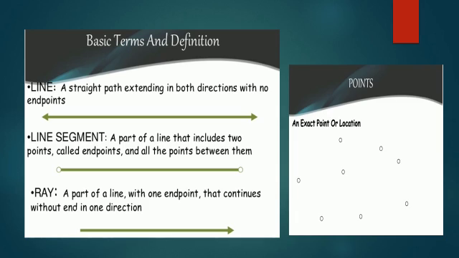What is a line? A straight path extending in both directions with no endpoints. A line has no endpoints. Here, line segment. A line segment has two endpoints, that is starting point and ending point. A ray. A ray has only a starting point but no end point. Points. A point is an exact point or location.